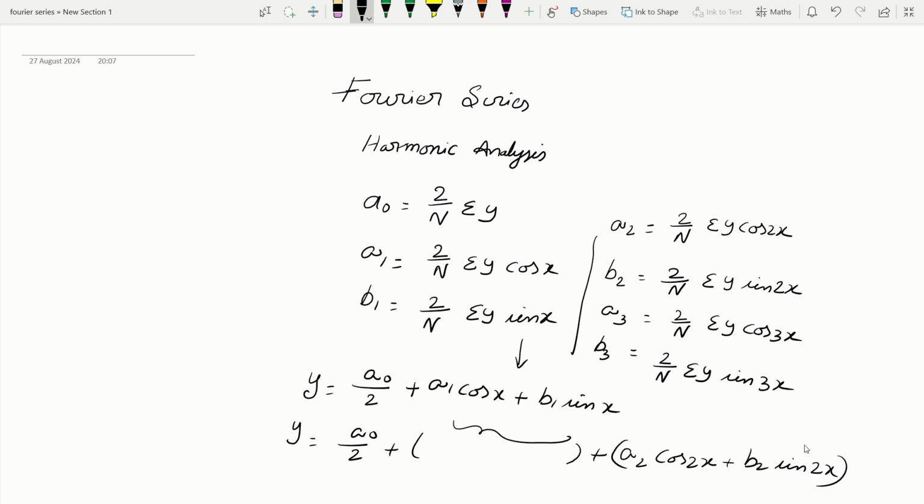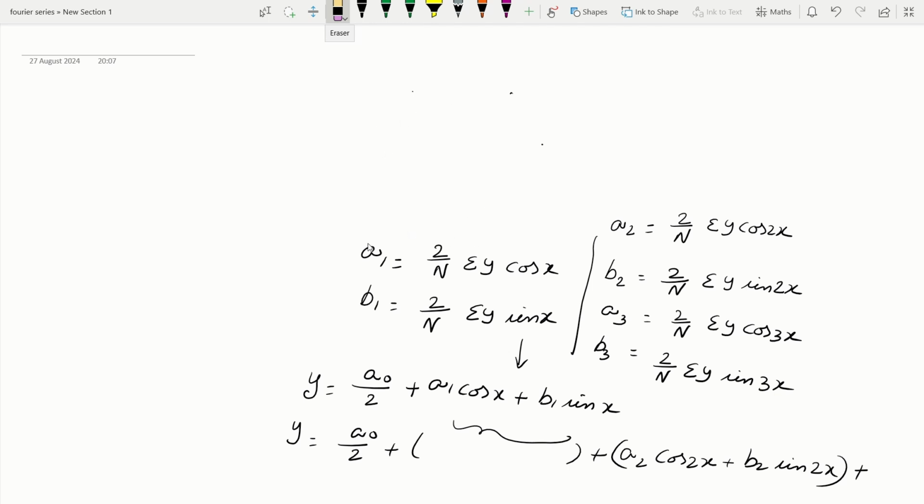If they ask the third harmonic, then we will add A3 cos 3x plus B3 sin 3x, with the A3 and B3 values we calculate here. It will continue like that. If they ask up to the fourth harmonic, then you have to add A4 cos 4x plus B4 sin 4x. But due to the length, they may not ask. Maximum up to the second harmonic they will ask.